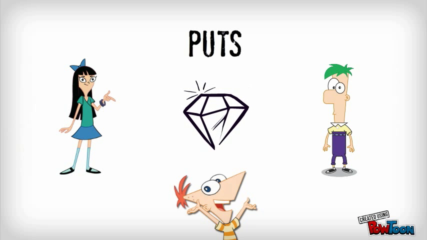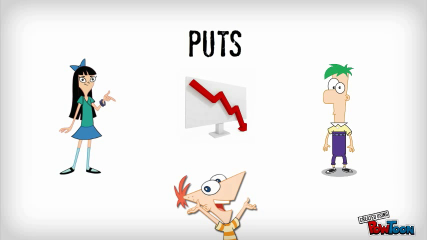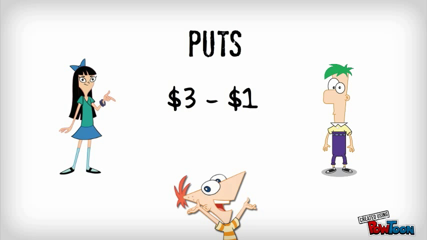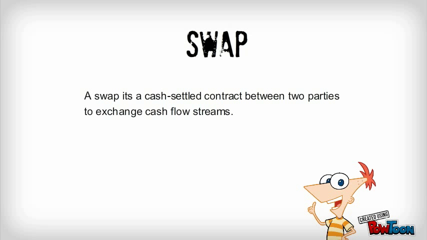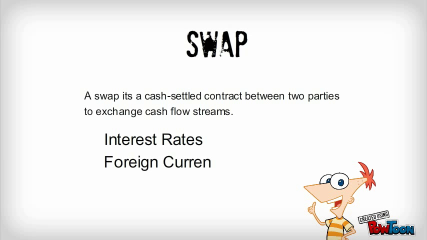Otherwise, if Isabella had a put option on the same asset, she bets that the price of the diamond is going to fall. This means that if she sold it at $3 and it falls to $1, she can buy it at $1 and win $2. A swap is a cash-settled contract between two parties to exchange cash flow streams. There are two main types, interest rate swaps and foreign currency swaps.